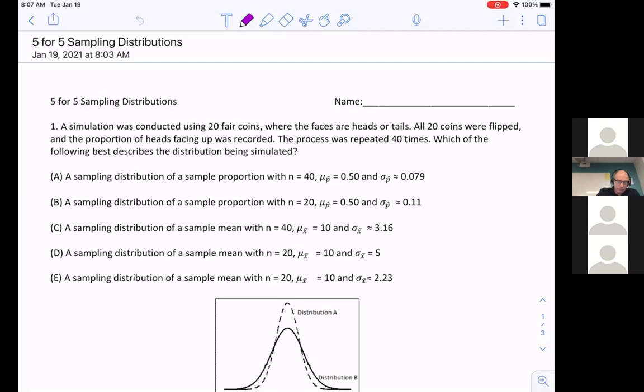So, you have two choices. Is this a sample mean or a sample proportion? We're recording what? It actually tells us right at the beginning, the proportion of heads. So that means we get to rule out C, D, and E, because C, D, and E refer to a sample mean.